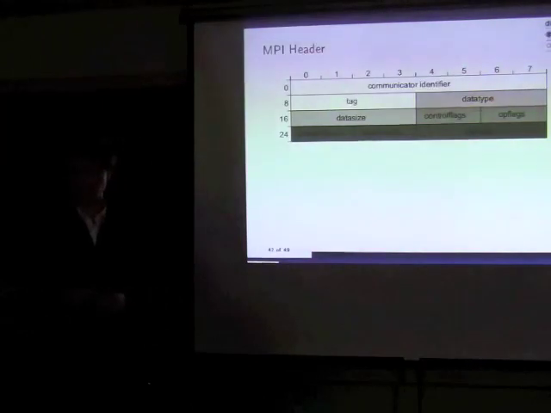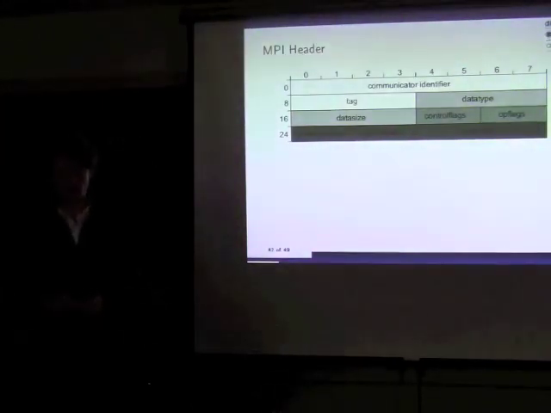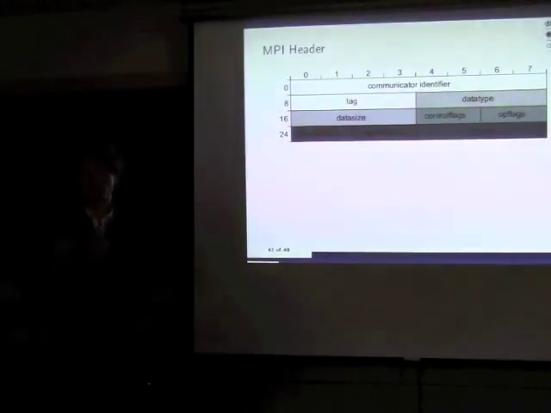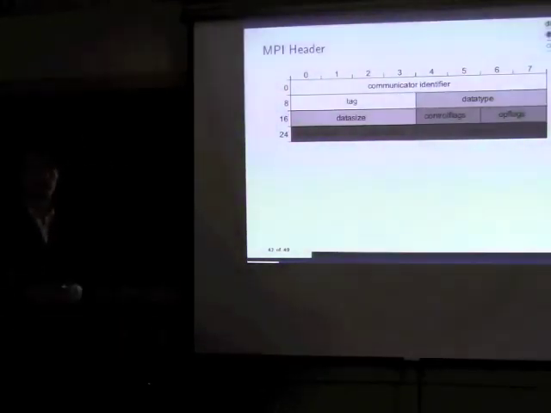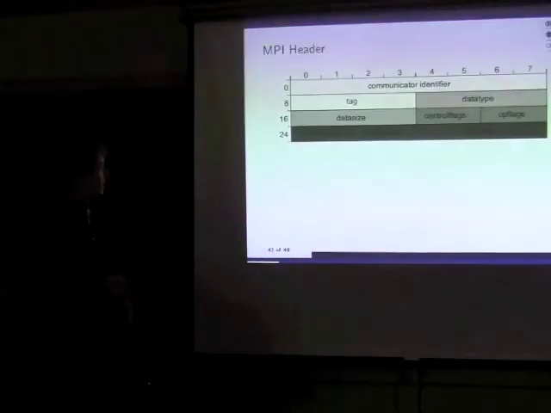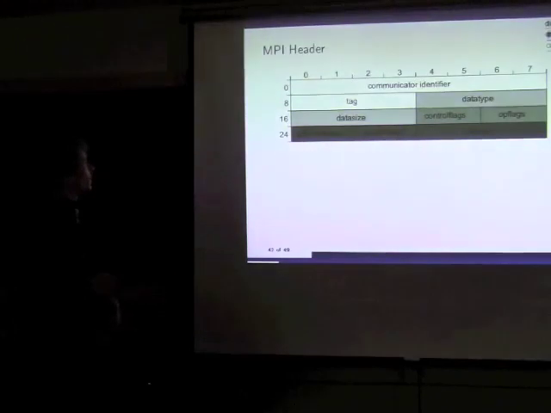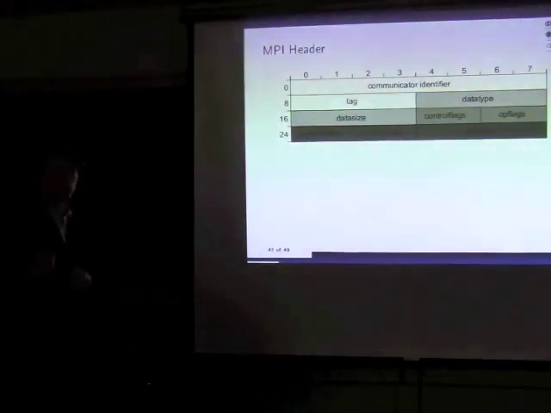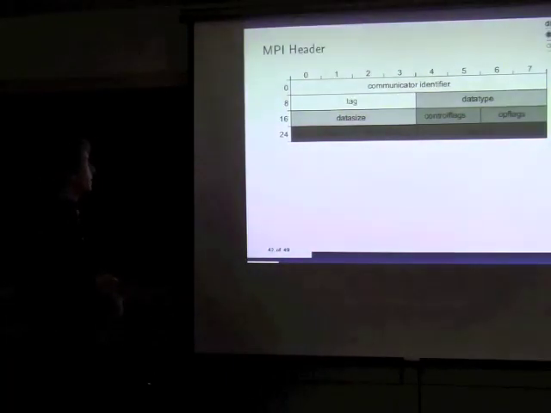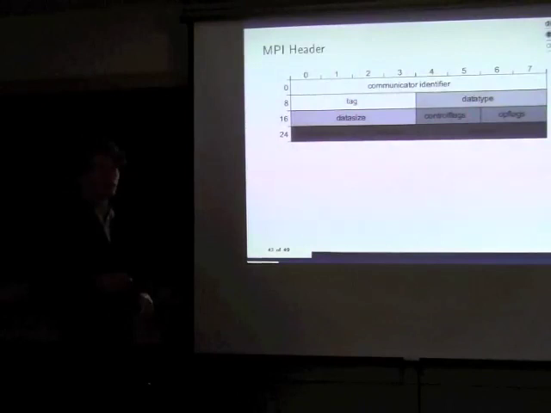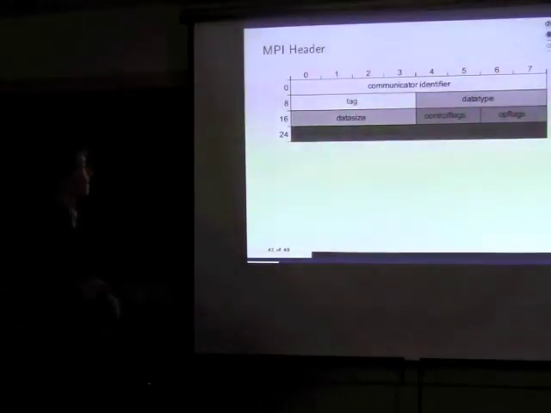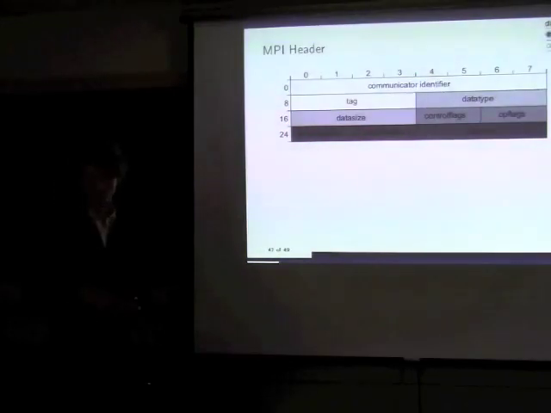Now I want to talk about the implementation of our Cell MPI. Of course, we have to have some kind of protocol that handles the communication. We created some kind of header that contains the communication identifier that indicates from which communicator the message was sent. There's of course the message tag, the data type, data size, some control flags, and some other magic. Of course, the address. And these are some magic fields that I will explain briefly later.